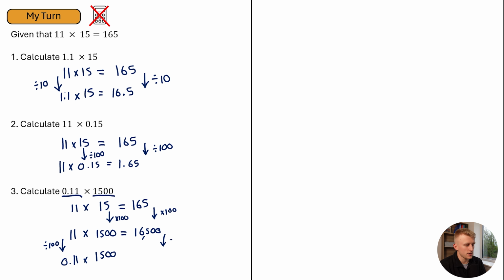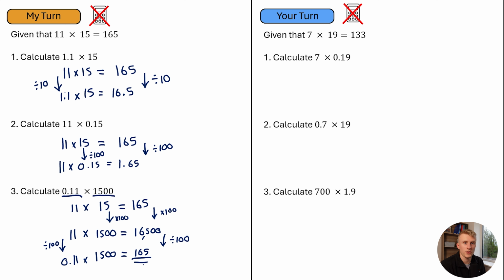So I'm going to need to make my answer 100 times smaller. 16,500 divided by 100 is 165. And so that's my final answer. Pause the video and give the questions on the right a go.